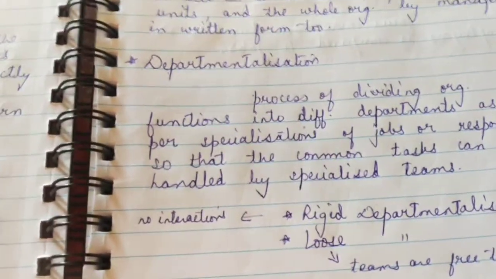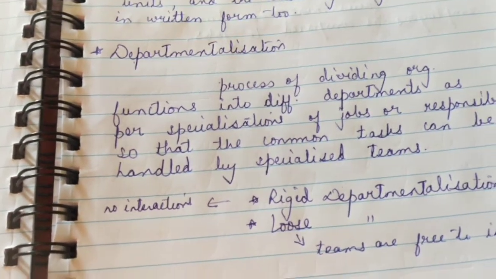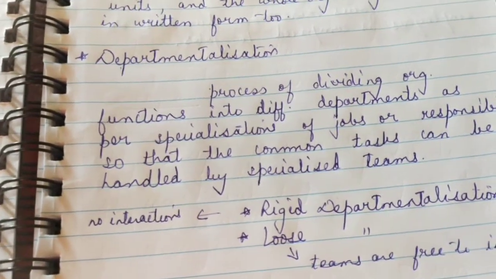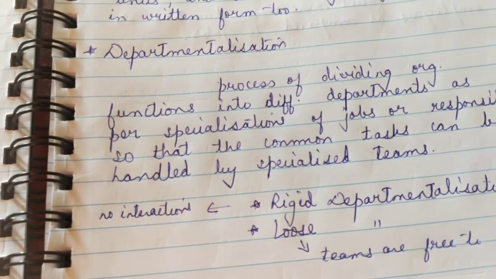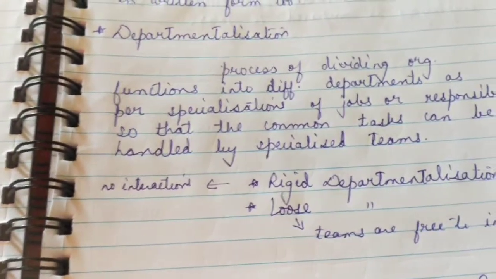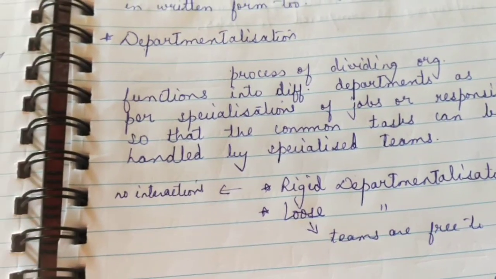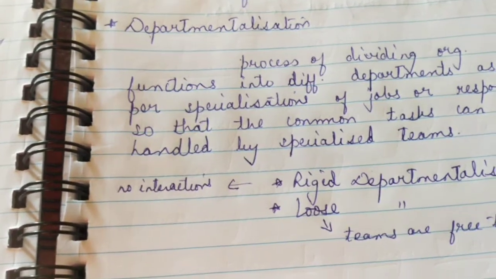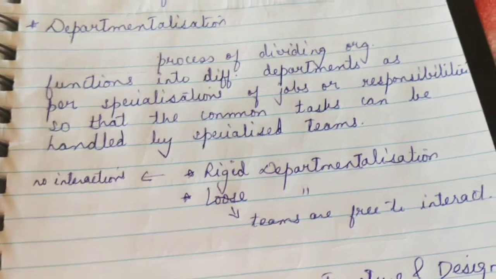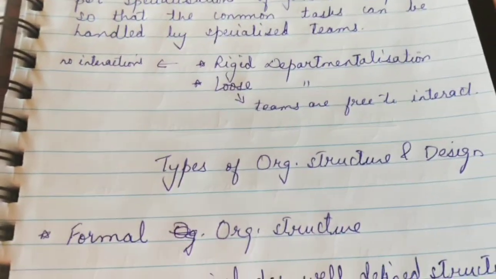Departmentalization is also like a specialization, dividing organization functions into different departments as per specialization of jobs or responsibilities, so that common tasks can be handled by specialized teams. जैसे स्पेशलाइजेशन था वैसे ही है थोड़ा सा. अब दो टाइप की होते हैं ये भी, रिजिड एंड लूज. रिजिड इज समथिंग जिसमें कोई इंटरेक्शन नहीं होती टीम्स के बीच में, ठीक है. लूज डिपार्टमेंटलाइजेशन, टीम्स आर फ्री टू इंटरैक्ट, ठीक है. तो दिस इज डिपार्टमेंटलाइजेशन.